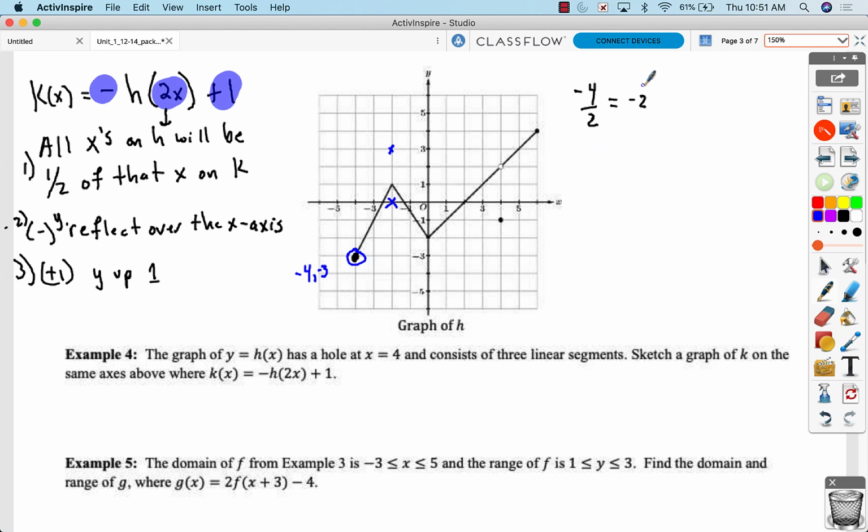So I took care of the x. Now I need to flip the y. The y is at -3, so it's going to flip to 3. But you're not over here anymore. You're over here now. You're at -2. And now the last one, up 1. So we're going to go up 1 y to 4. So this point here is now over here.